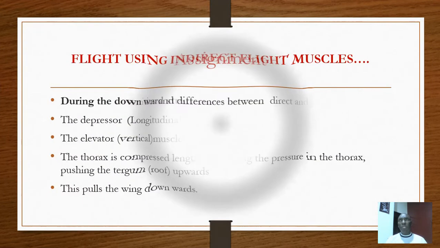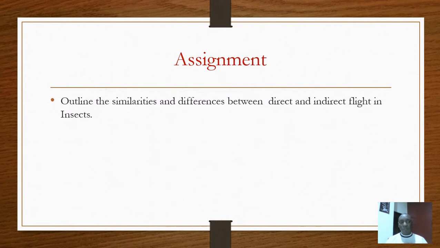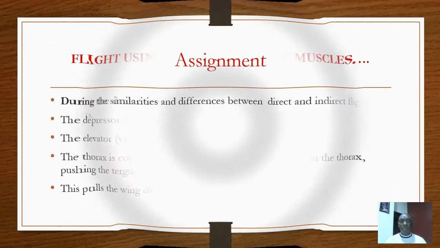So we've seen that they can move either through direct flight or indirect flight. Therefore, an assignment for us to look at. I want you to outline the similarities and differences between direct and indirect flight in insects.